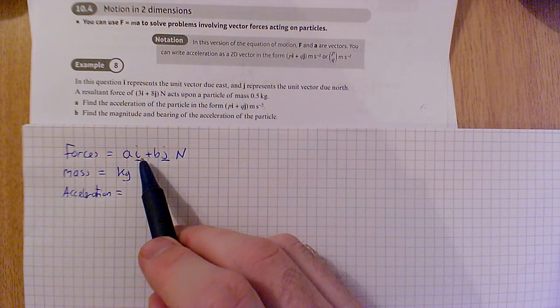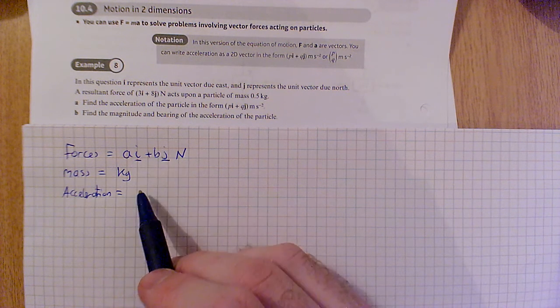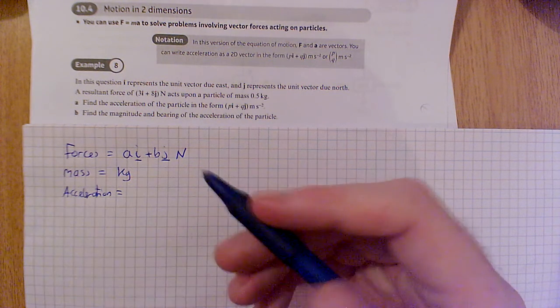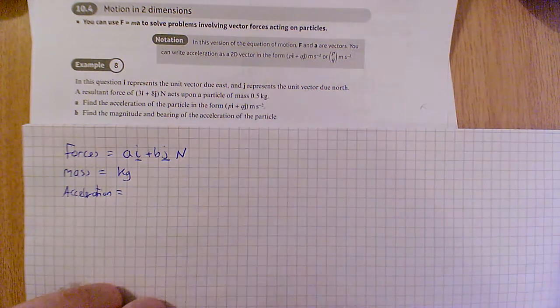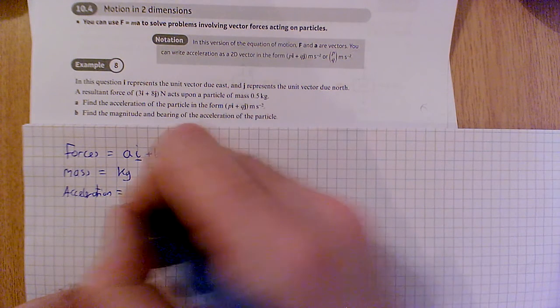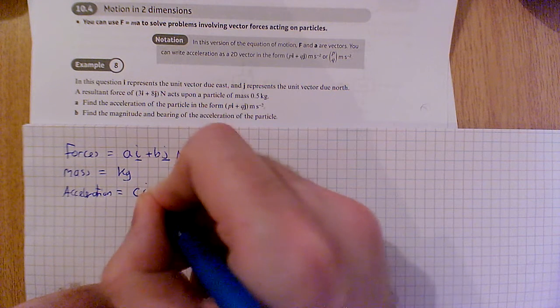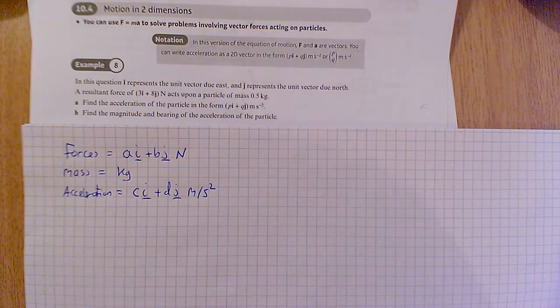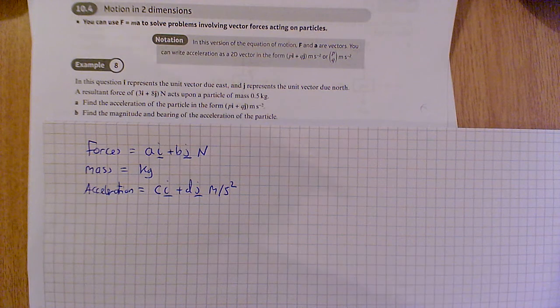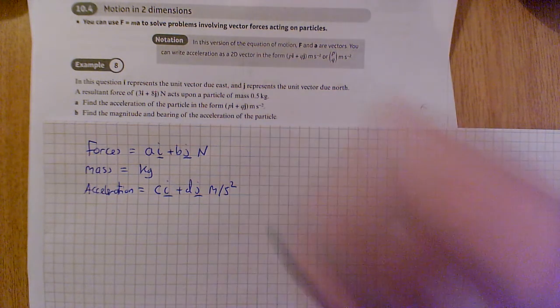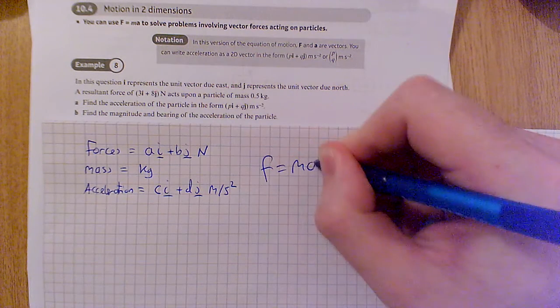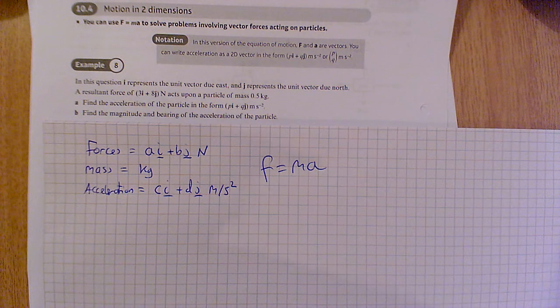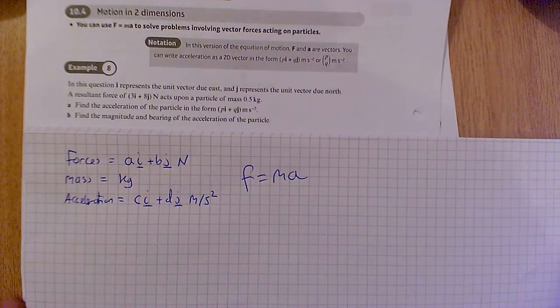So if the forces are vectors, with i and j components, then the acceleration must also be a vector. So this will be something like ci plus dj, but an important part will be that it's meters per second squared, again, like all the accelerations you've seen. So it's going to work exactly the same with force equals mass times acceleration, right? The most important formula there is in mechanics for us, but they're just going to be with vector quantities. So let's start off by having a little look at example 8 and see how that applies.